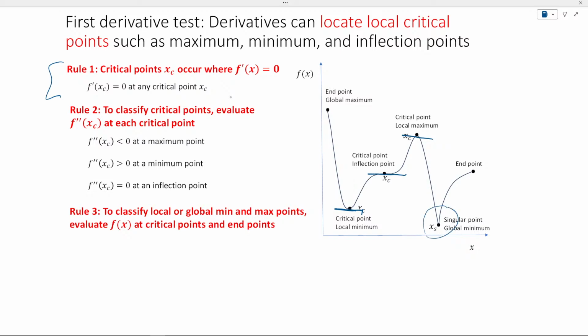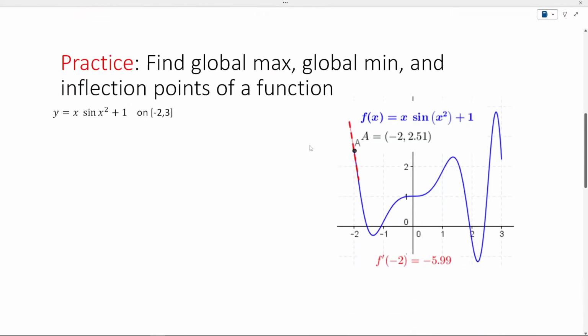Here, these are singular points, and at a singular point usually the derivative is undefined. So if your objective function has a lot of these singular points, this derivative based method might not work. So that's a summary of what we did. But let's just solve an example here.